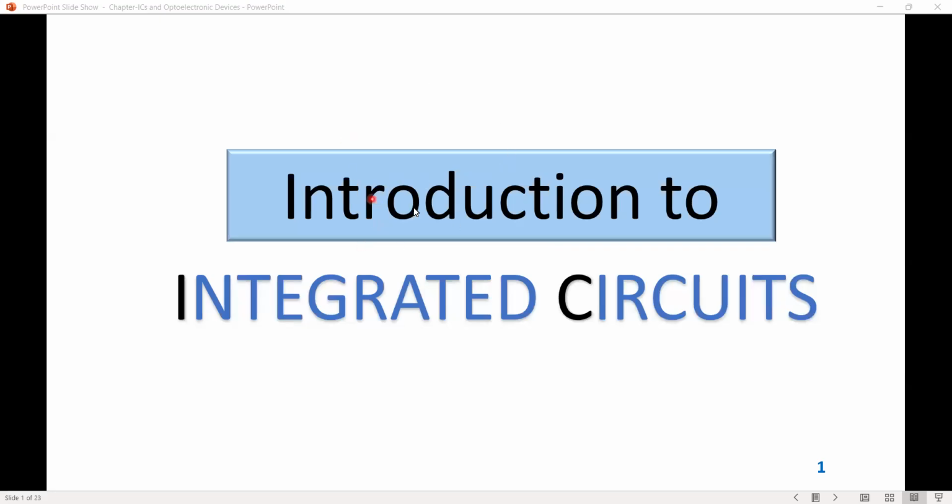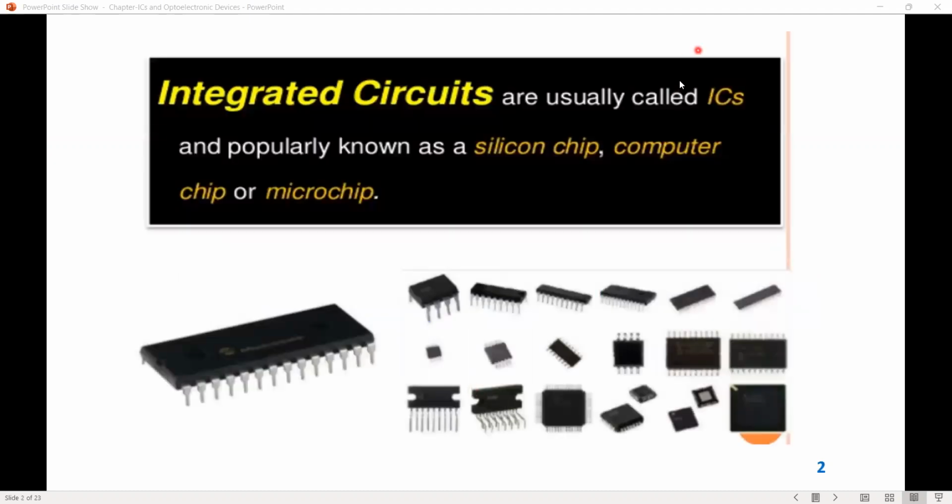Understand. So this is integrated circuits. So guys, look here, the pictures of the ICs. What is an IC? ICs, basically called integrated circuits, are usually called ICs and popularly known as silicon chip, computer chip, or microchip. Maybe you have heard these names. Okay, so this is called an integrated circuit.